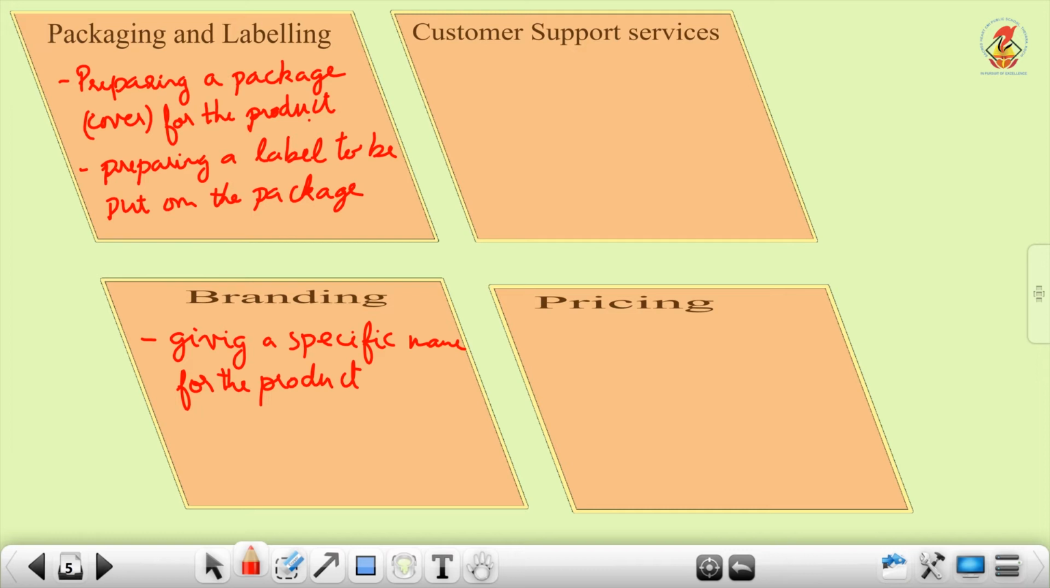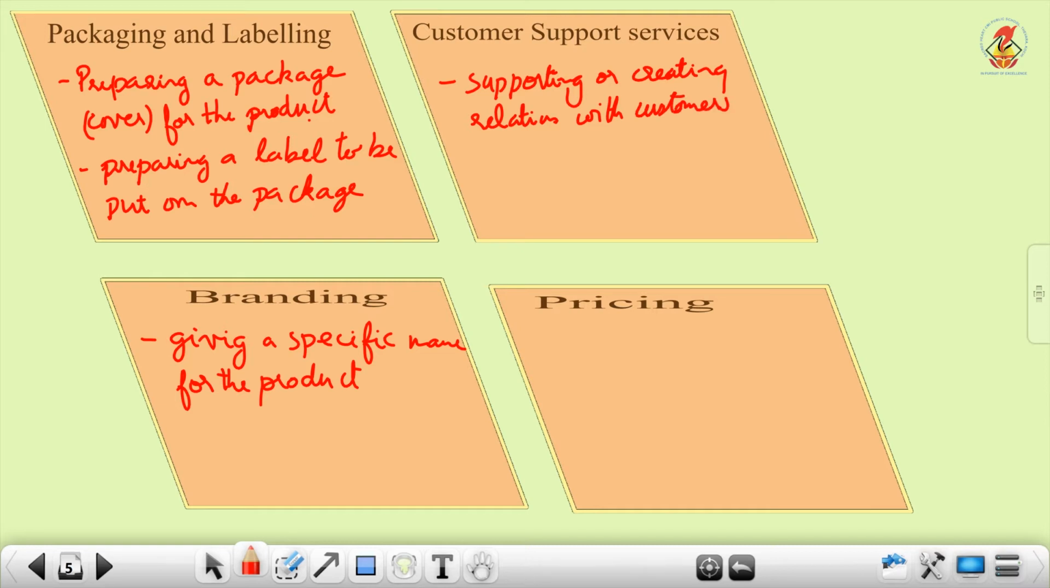Again, coming on to customer support service, another function. Customer support service is nothing but all the services given to the customers for developing customer relation, for supporting or creating relation with customers.